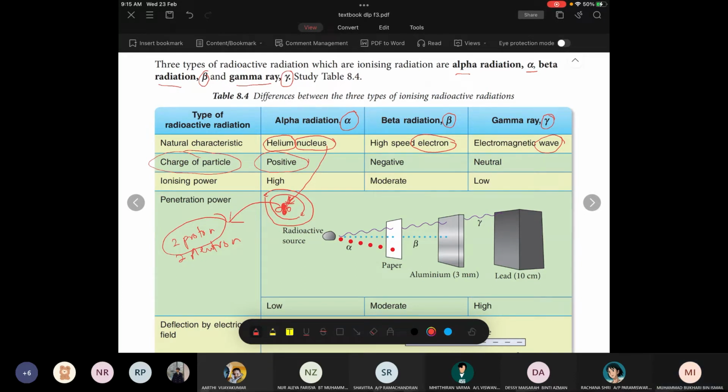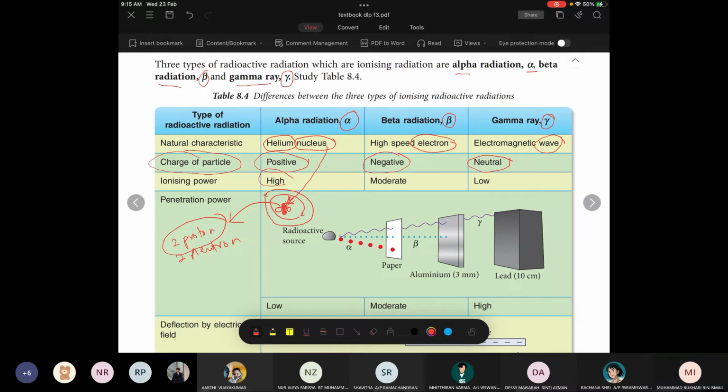Okay, good. And then beta radiation. Beta radiation is negative. Why is it negative? Because it is an electron. And gamma ray is neutral, because it is a type of electromagnetic wave. So it's just neutral.